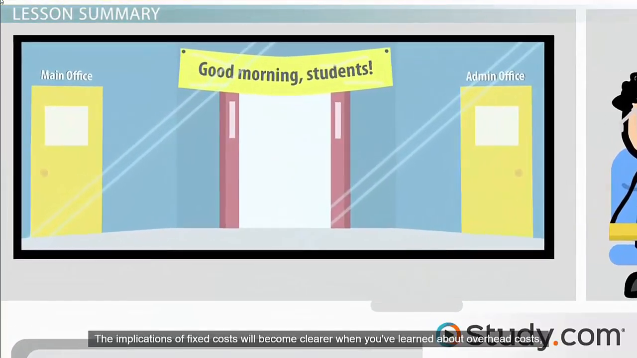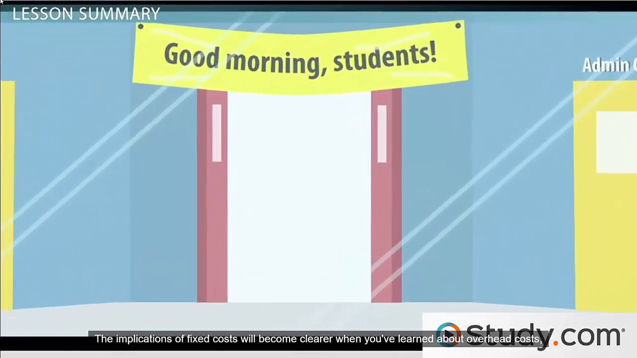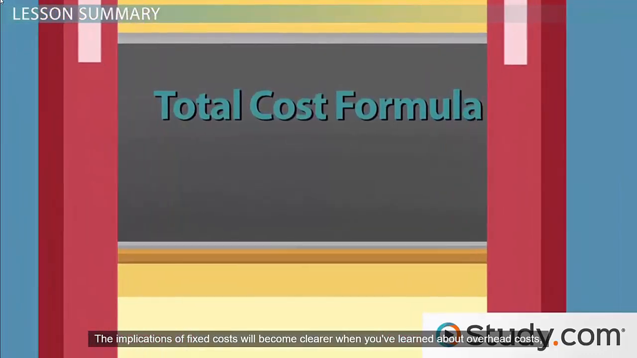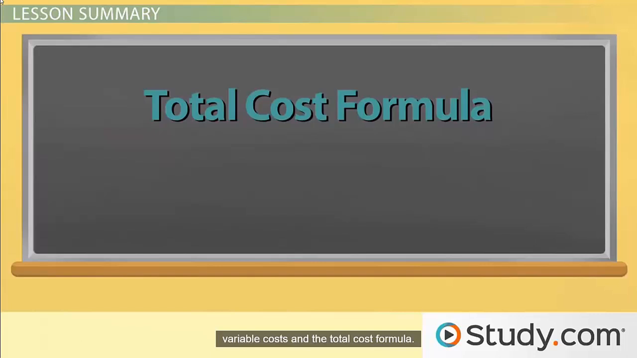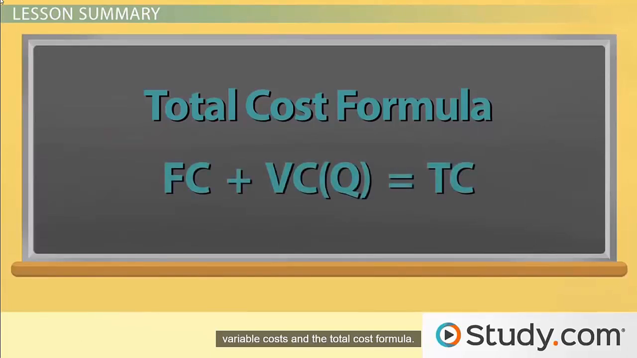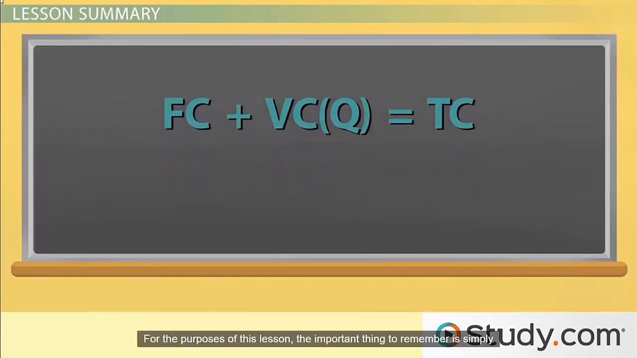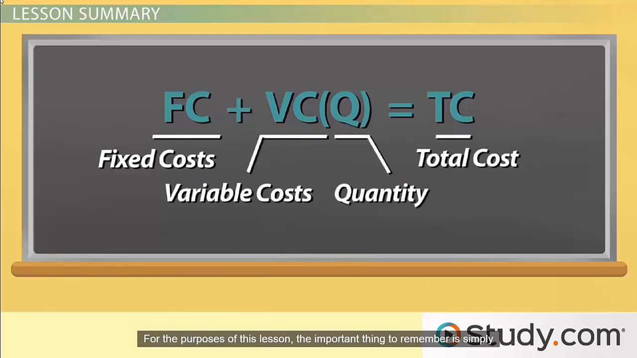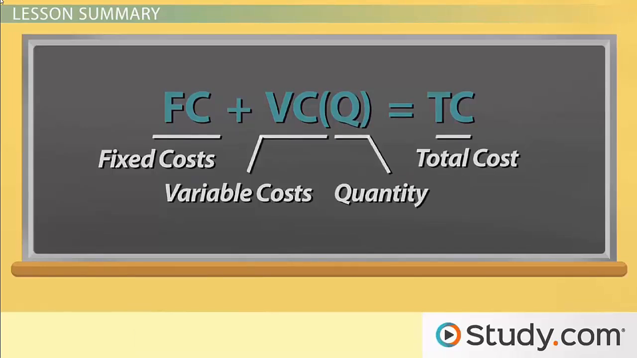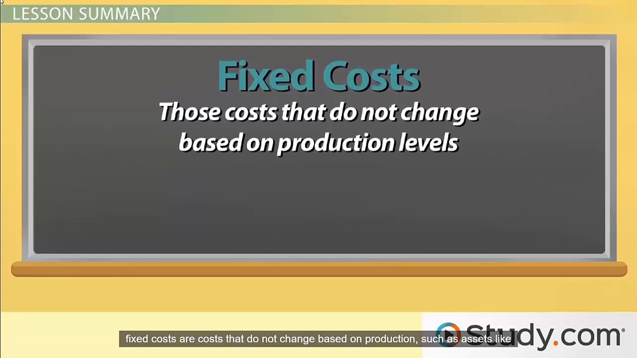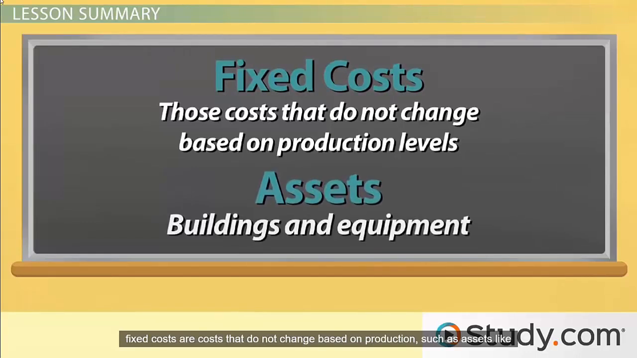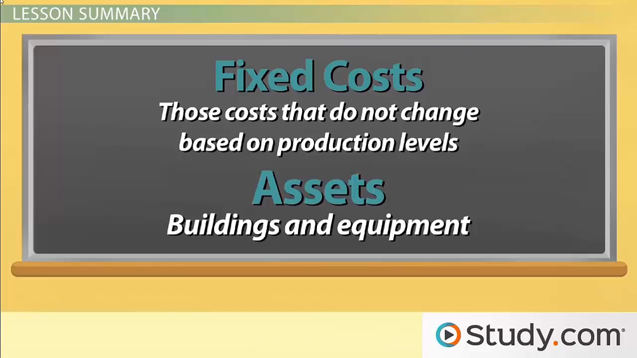The implications of fixed costs will become clear when you've learned about overhead costs, variable costs, and the total cost formula. For the purposes of this lesson, the important thing to remember is simply fixed costs are costs that do not change based on production, such as assets like buildings and equipment.